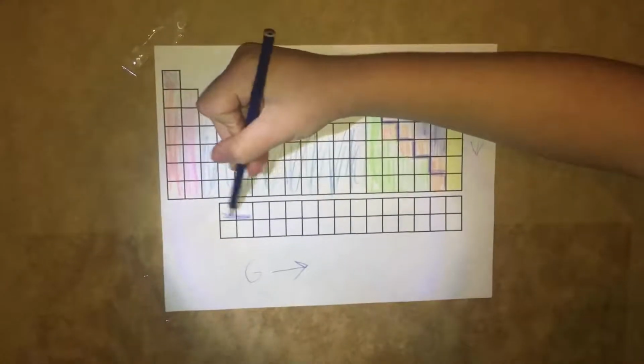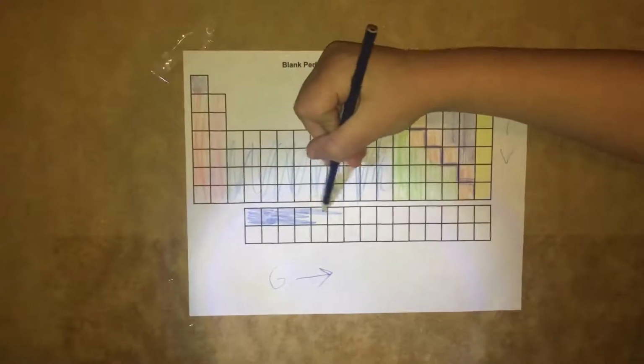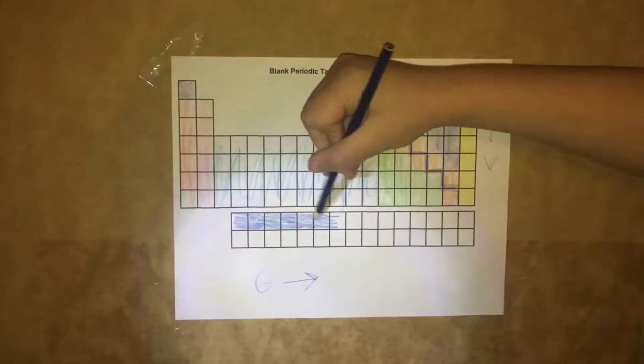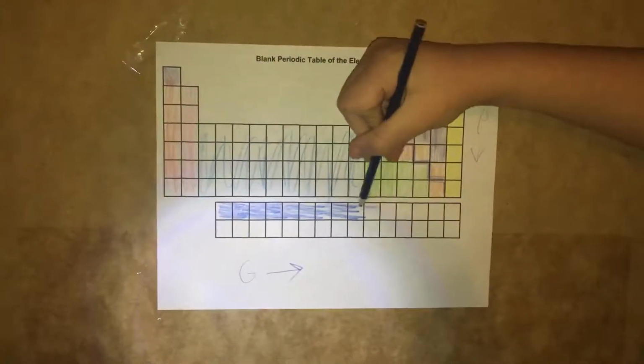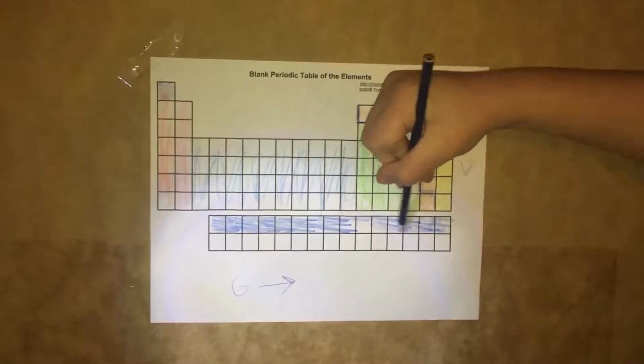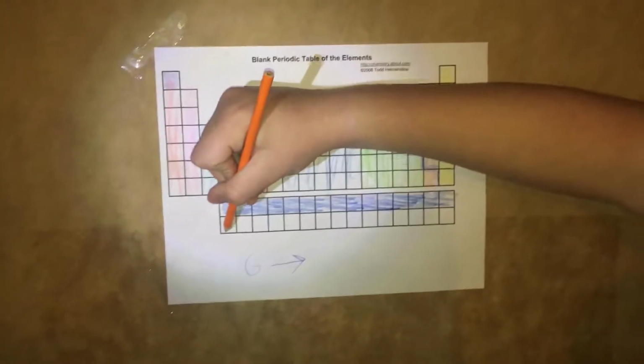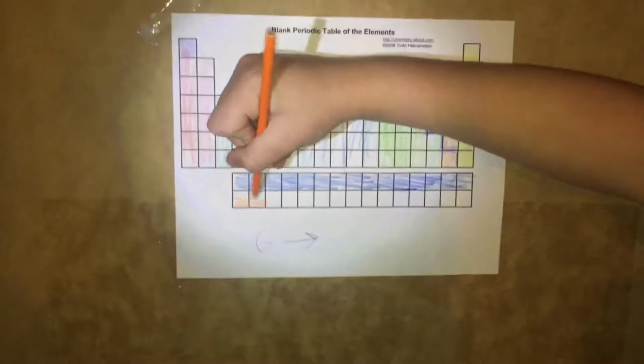Finally, let's get to the bottom of the table, to the lanthanoids and actinoids. Lanthanoids are sometimes called rare earth elements. They are relatively abundant in the Earth's crust. Their chemical properties make them hard to separate from one another.